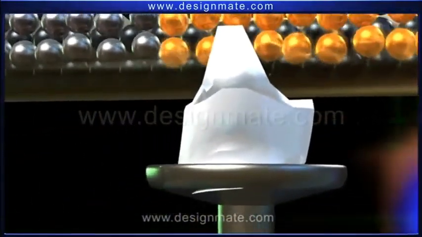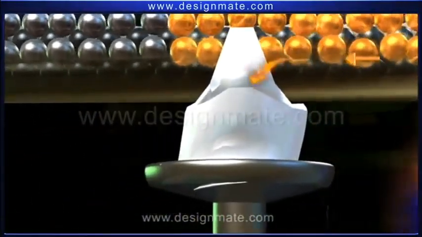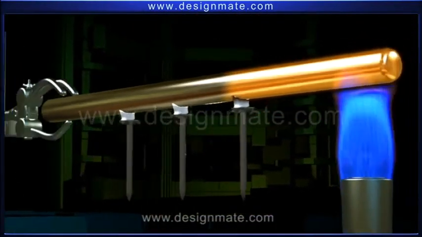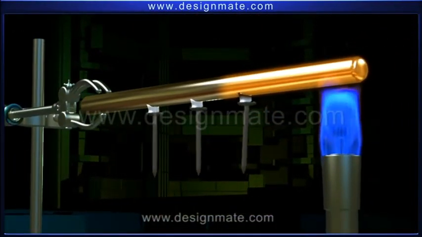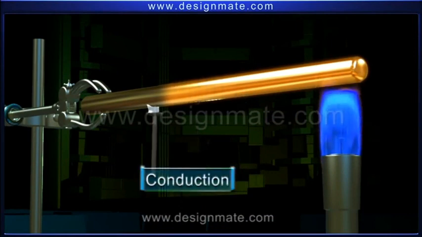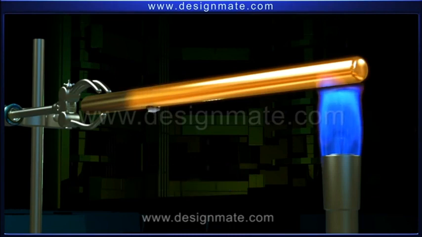When the point where the nail is stuck to the rod gets heated, the wax melts and the nail falls off. As the heat continues to get transferred through the rod, the nail falls off. In this way, heat gets transferred through the rod. This type of heat transfer is called conduction.